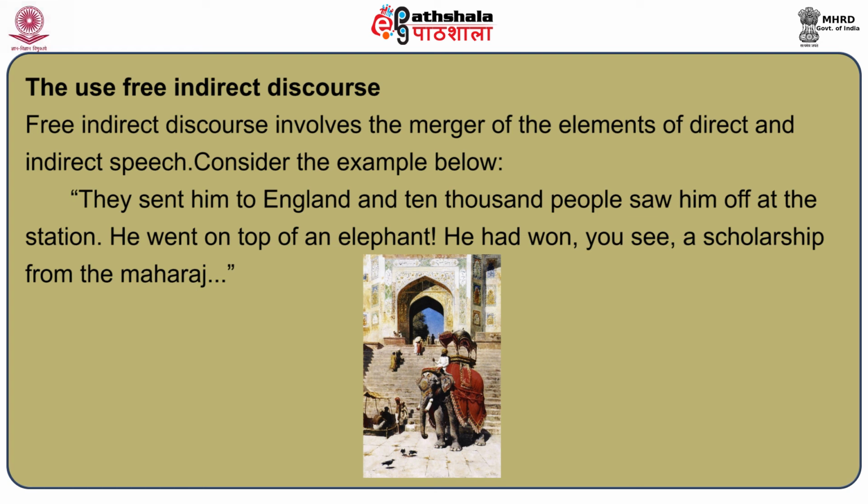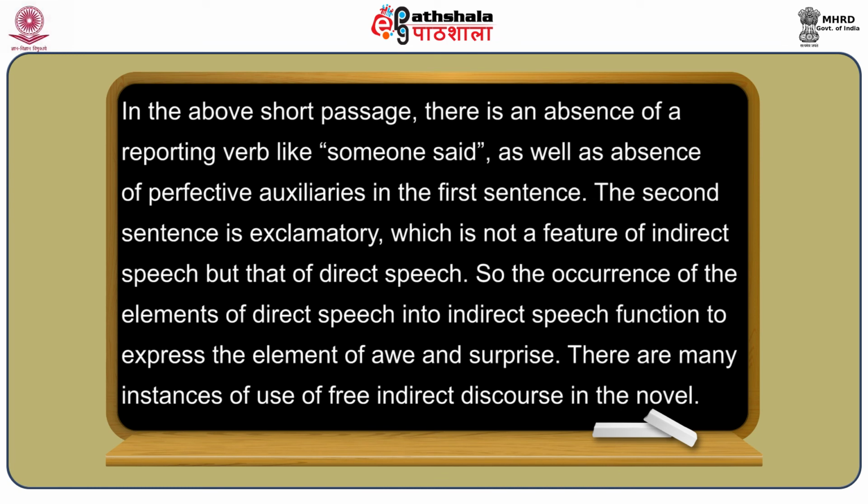Here is a passage. They sent him to England and 10,000 people saw him off at the station. He went on top of an elephant! He had won, you see, a scholarship from the Maharaja. In this passage, there is absence of reporting verb, like someone said, as well as absence of perfective auxiliaries. The second sentence is exclamatory, which is not a feature of indirect speech, but that of direct speech. So the occurrence of the elements of direct speech in indirect speech function to express immediacy and topicality.